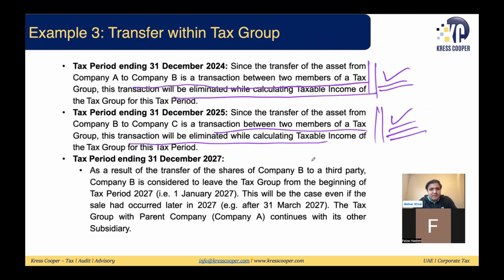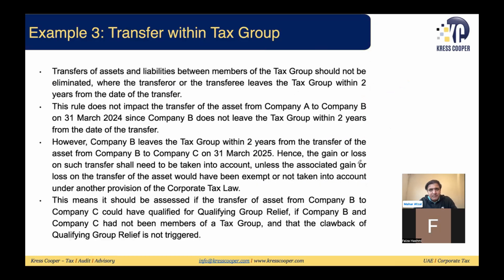So just look into this. As a result of the transfer of the shares from B to a third party, B is considered to leave the tax group from the beginning of the tax period. This will be the same case even if, okay, beginning of the tax period, assuming B has left the tax group. Transfer of assets and liabilities between members of a tax group should not be eliminated where the transferor or transferee leave the tax group within 2 years.